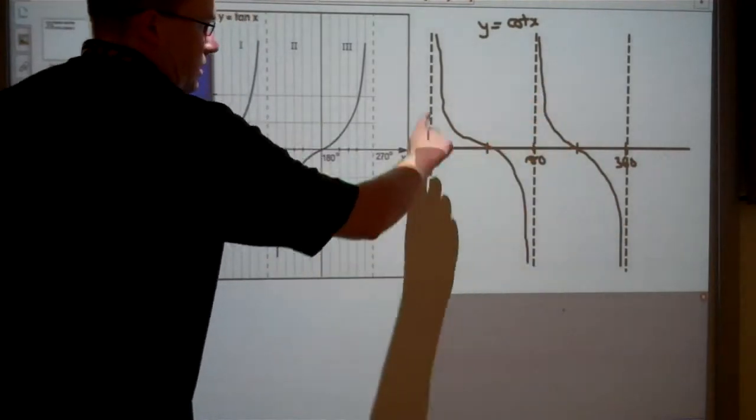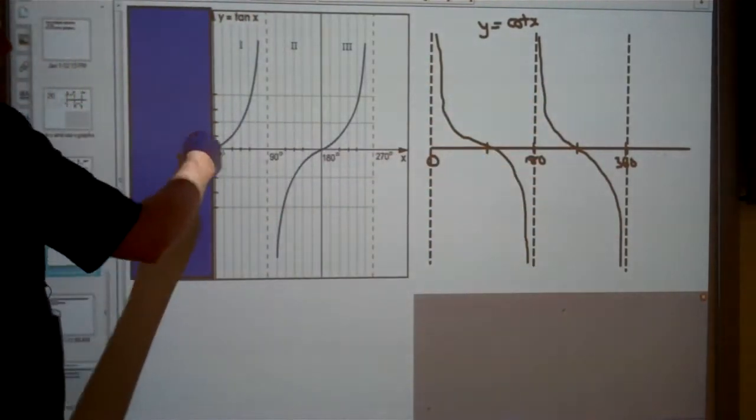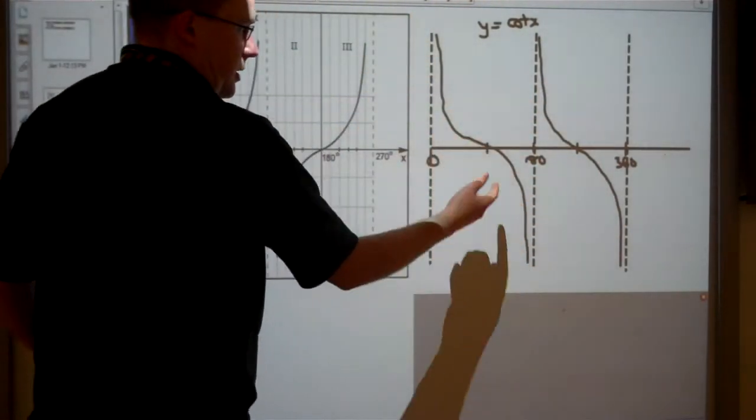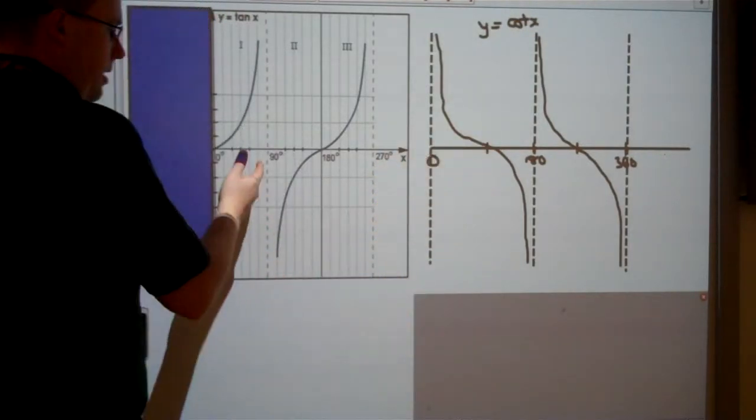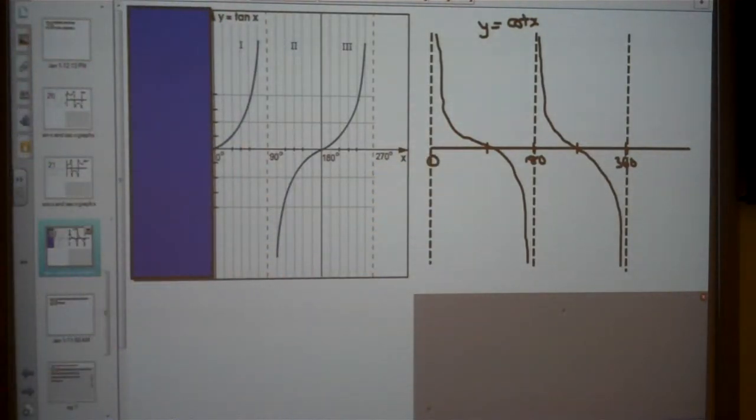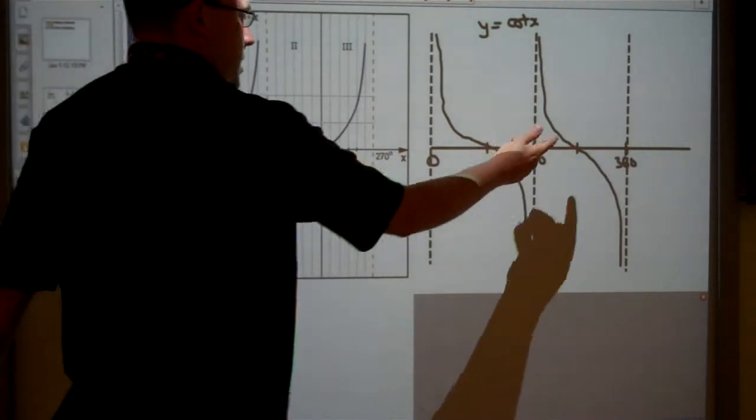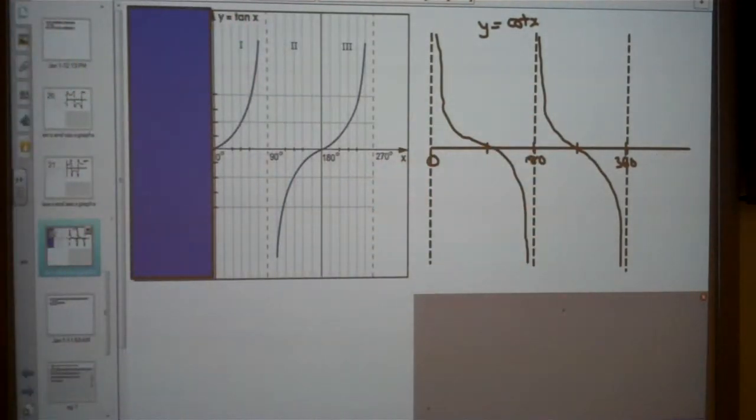You can see the asymptotes there, so it repeats after 180 the same, but it goes in the opposite direction. So the zeros for this one are 90, because 1 divided by undefined turns out to be 0, and the same for 270 as well. So those are three other graphs that you should add to your notes, and make sure that you understand the properties of those as well.